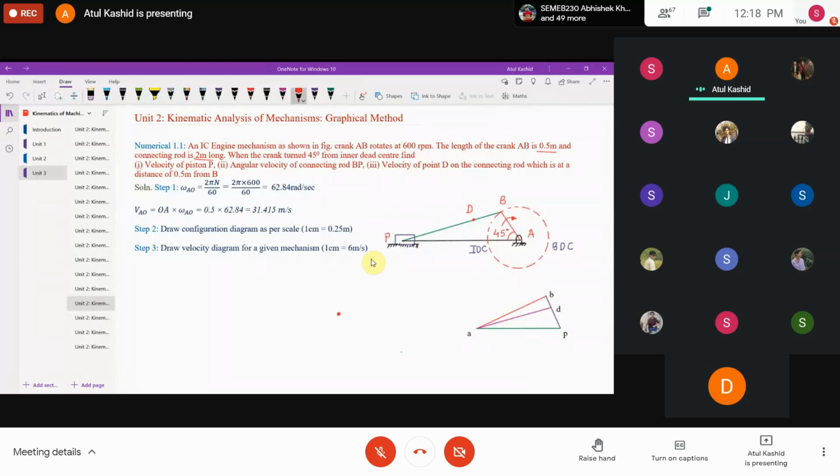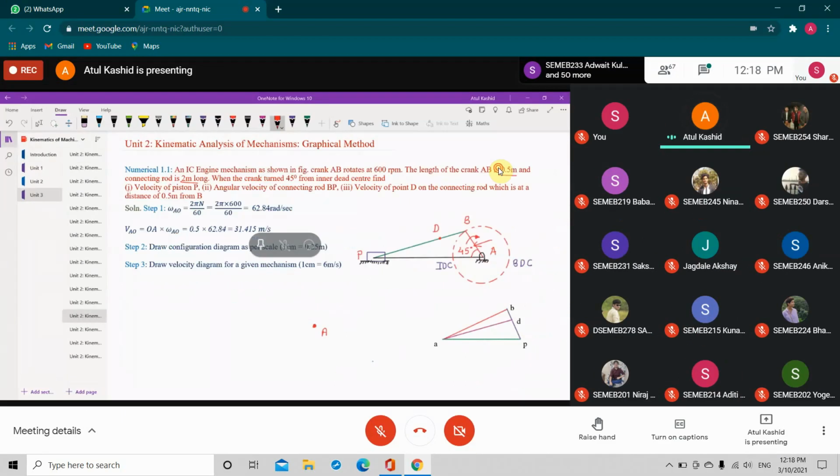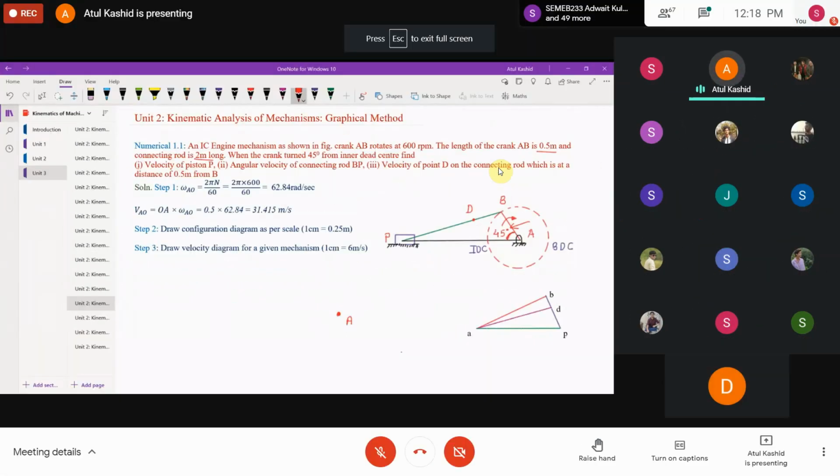First, the point A in the diagram. So we have to take that point A. Then we know the length of AB, and the angle of AB is also known. So we have to draw AB at an angle of 45 degree. So now we have a point B. How long is the connecting rod given? 2 meter long.